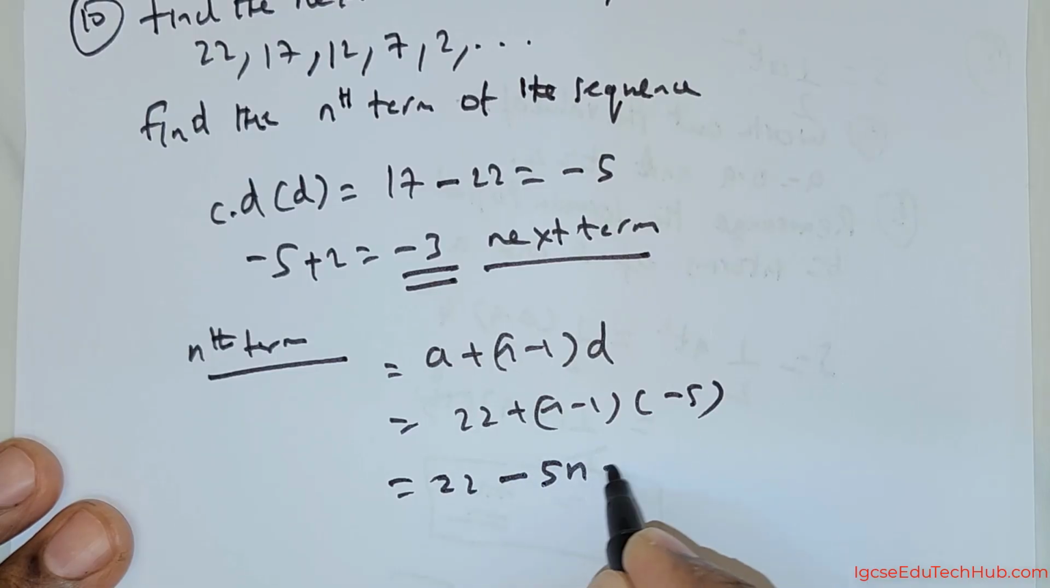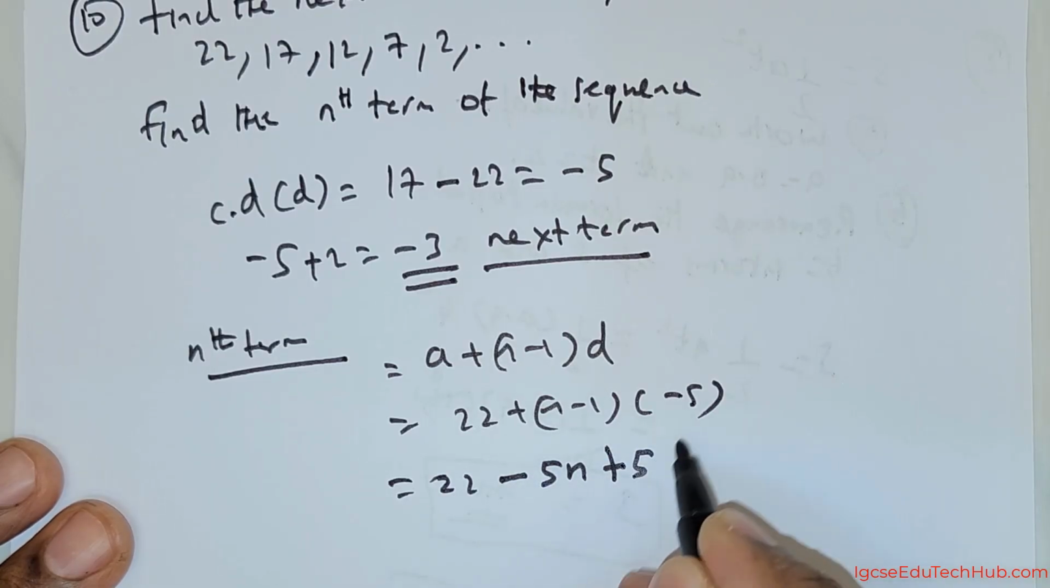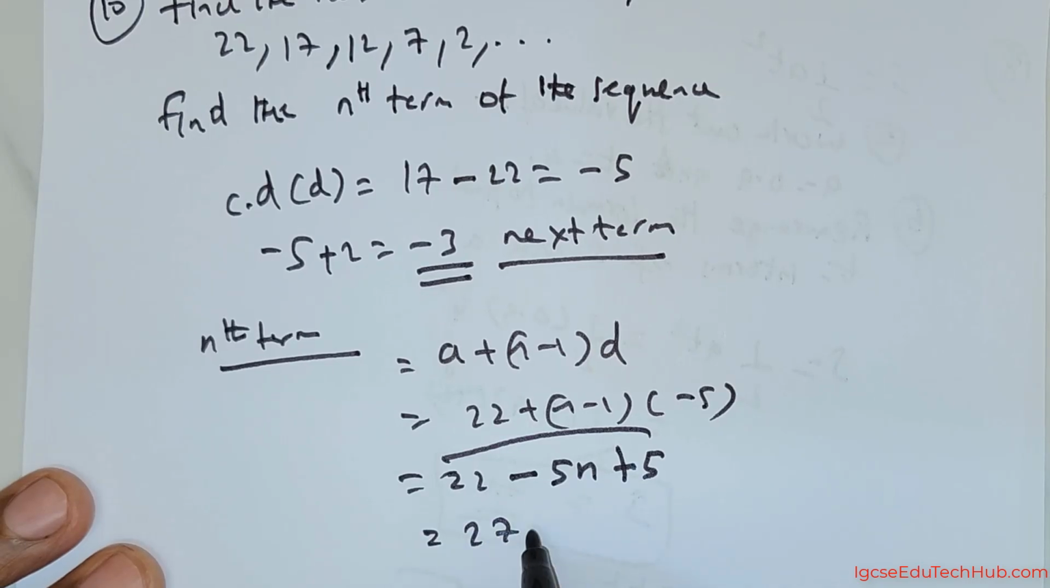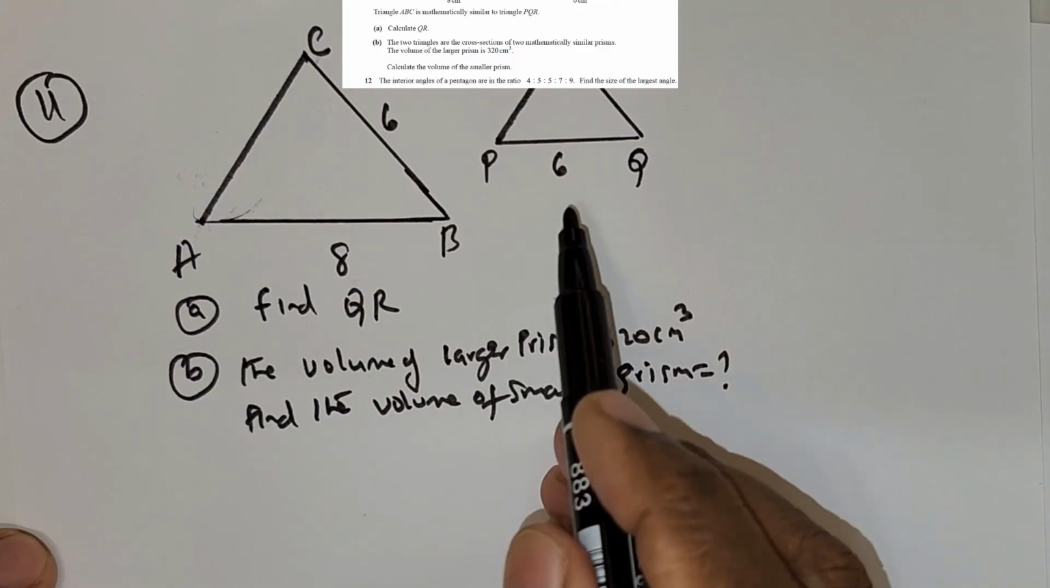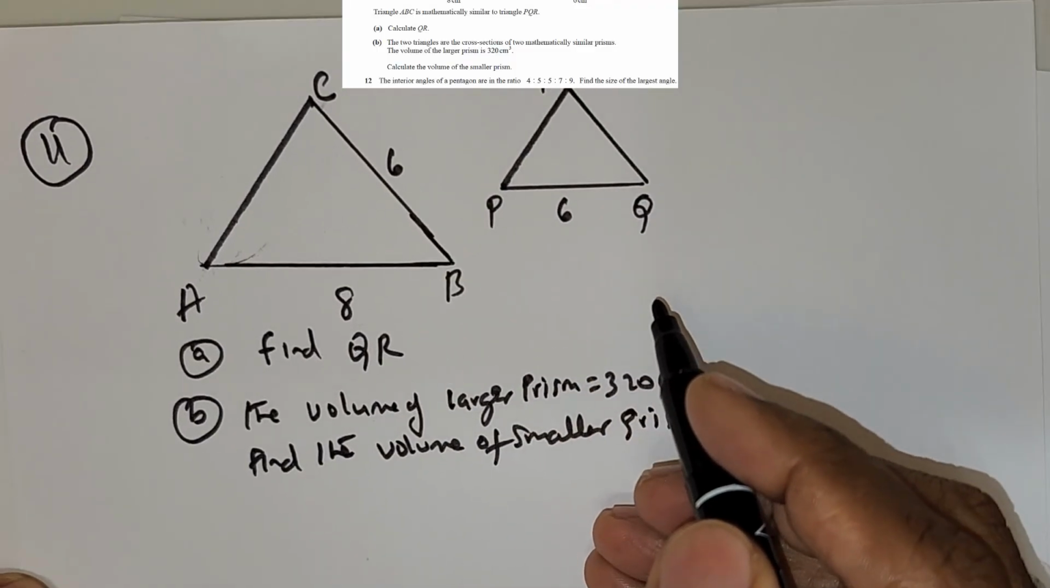22 negative 5n positive 5. So 27 negative 5n. This is the nth term. Students, we got to find the side QR.